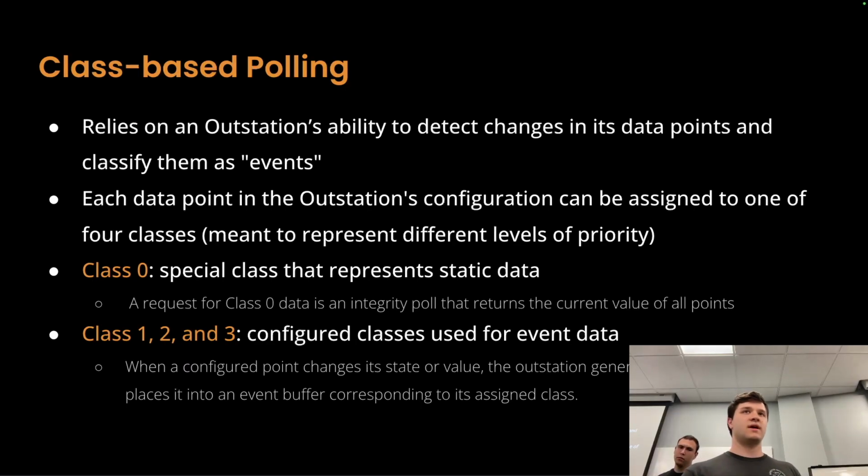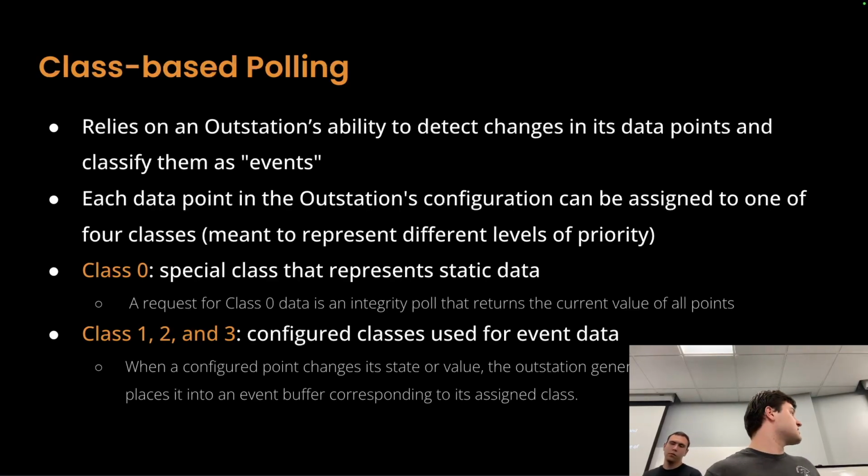Going into class-based polling, you configure different classes based on priority. Class 0 is a special class where you have all of your static data. This works well for later when I talk about integrity polling. But this whole class-based polling really matters for your outstation's ability to detect changes in its data points, classify them as events, and work with the master station.